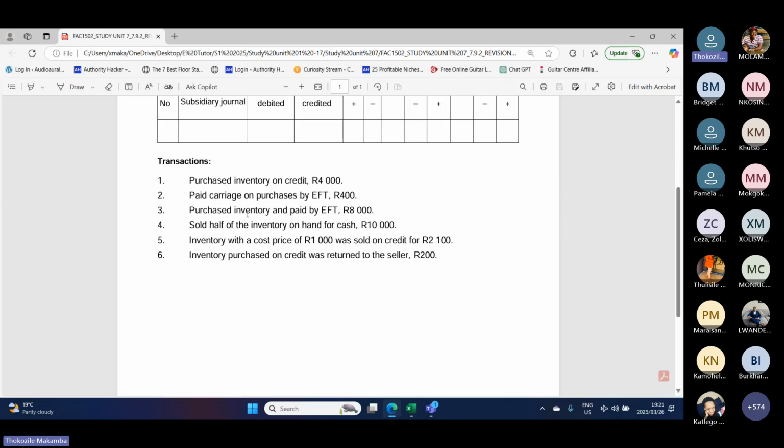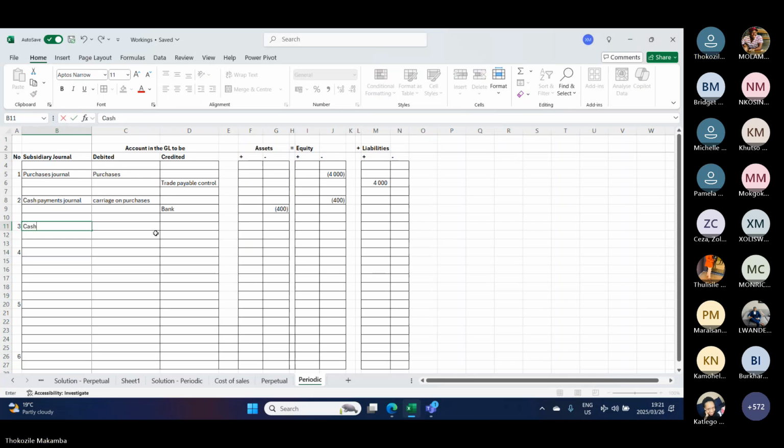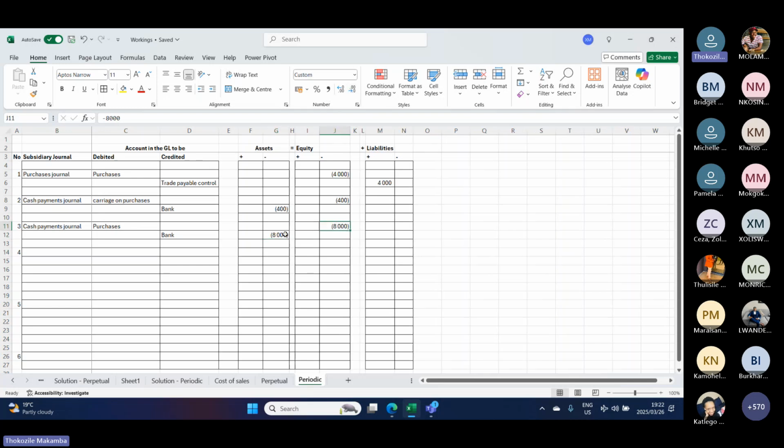Okay, and then the third transaction is purchased inventory and paid by EFT, 8,000 Rand. So this transaction and the first one are essentially the same, with the only difference being that one is on credit and this one is on cash. So it's the cash payments journal because we're paying using cash. Debit purchases and credit bank. Our equity is going down this time by 8,000, and our bank is also going down by 8,000. Is everyone following? Are there any questions so far?